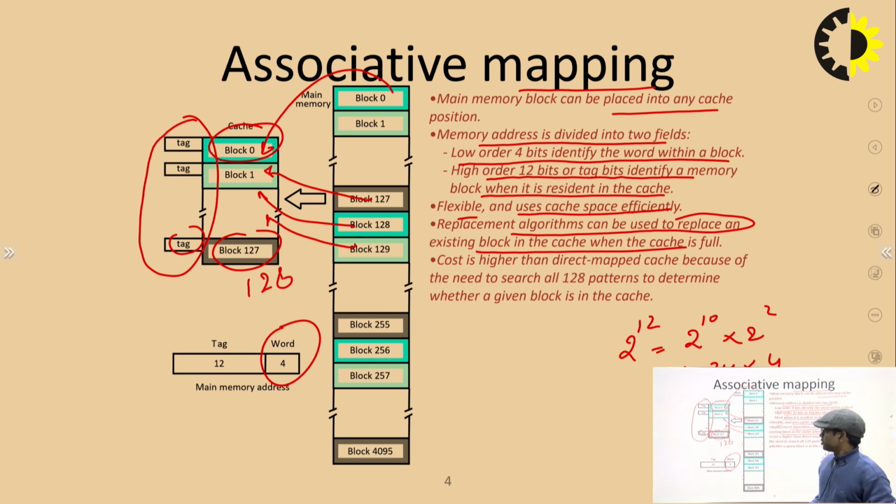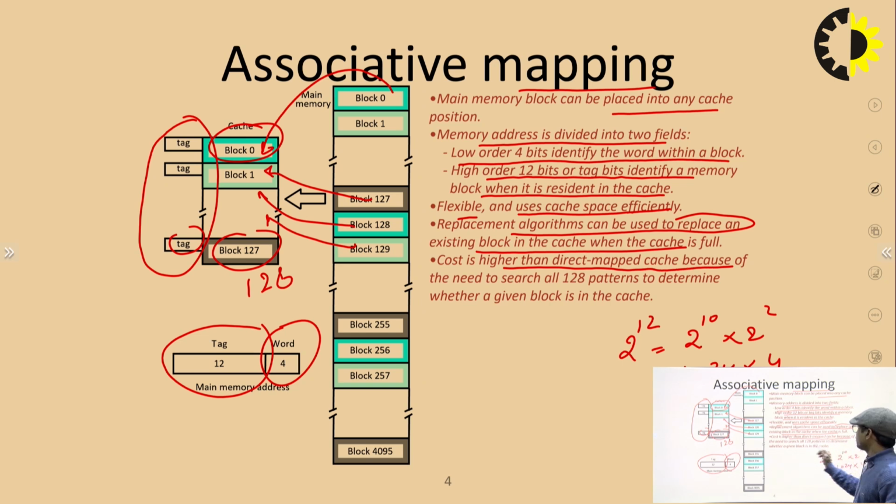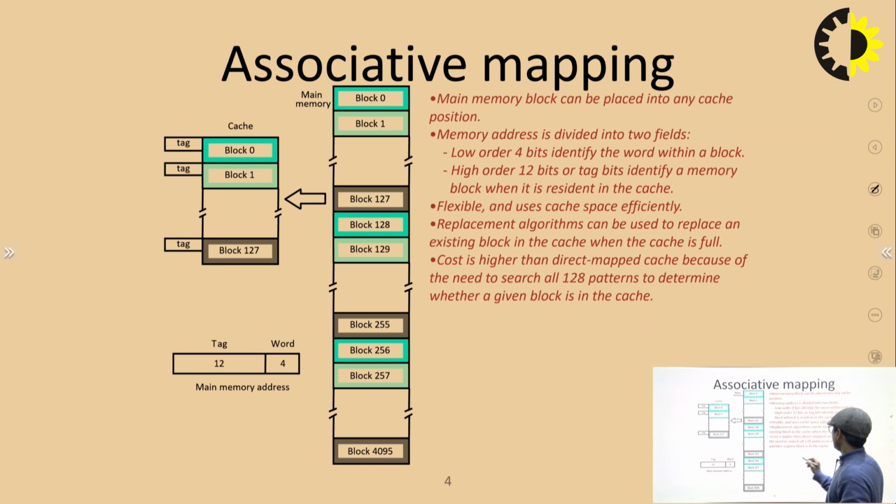Fine. So at what cost? We have created an extra 12-bit tag, that is, the tag size is increased. So it will cost more with respect to direct mapping, because we have to search 128 patterns in the cache memory for identification. So the cost of associative mapping is more than direct mapping. You can easily see that direct mapping and associative mapping are two extreme ends.